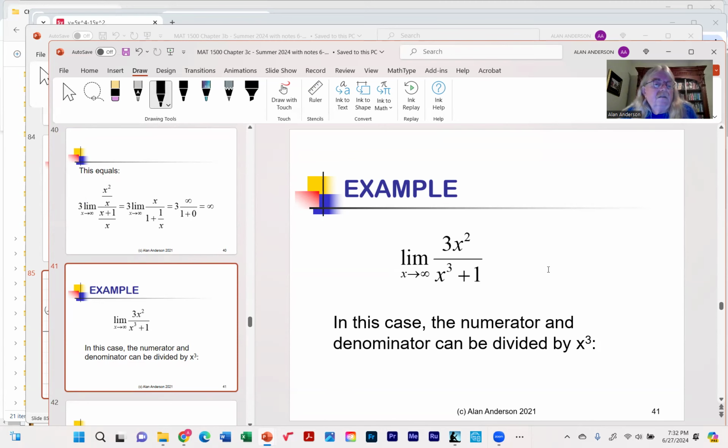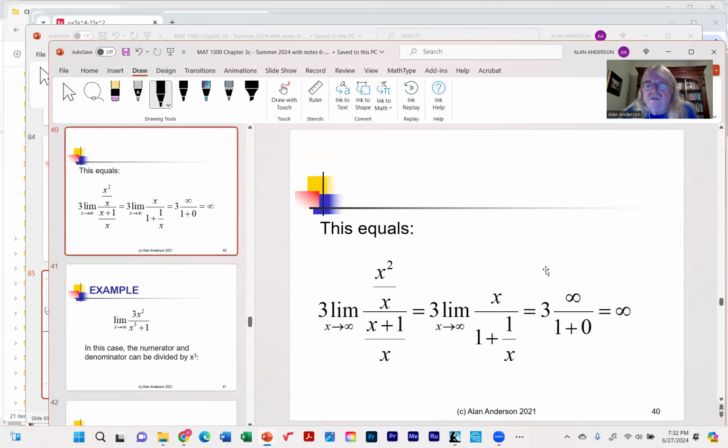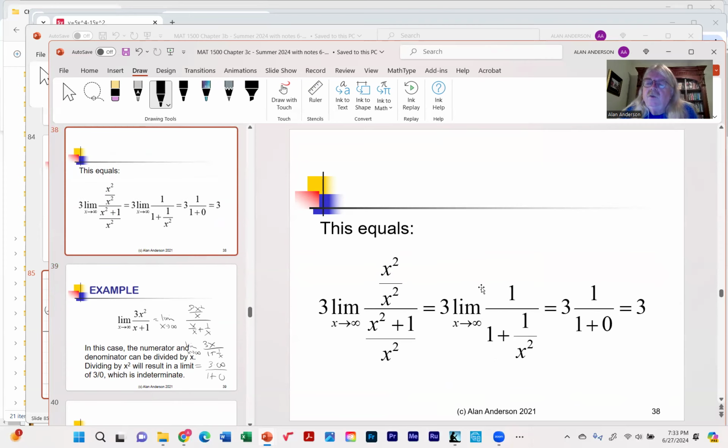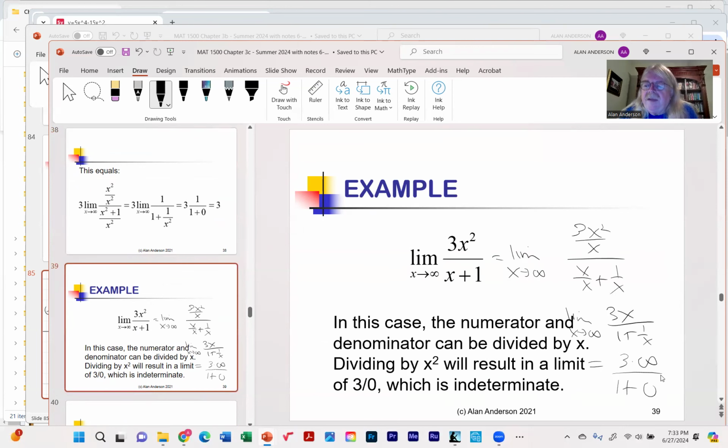Now, here's an interesting one. So yes, the moral of the story here is that you don't want to divide by x in this case. You want the x squared. If you divide by x and you end up with a mess on your hands, then try something different.